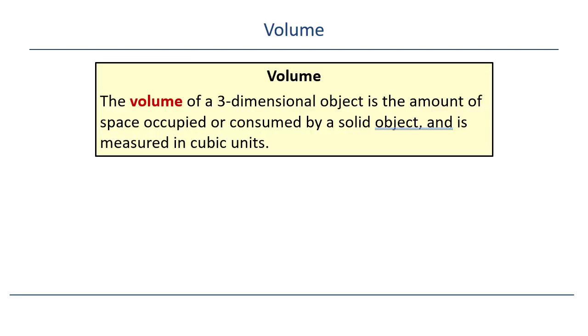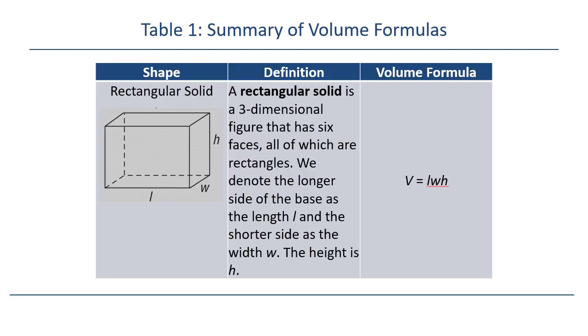So a lot of the same techniques will come out, and we'll see that the formulas are very much the same as well. Okay, the volume of a three-dimensional object is the amount of space occupied or consumed by the solid object, and is measured in cubic units. So that's the big thing to remember, is things are now going to have cubic units. So cubic inches, cubic centimeters, cubic meters, cubic yards, cubic feet, right? Whatever your unit of measure is, there's going to be three of them because we're going to be measuring all three dimensions.